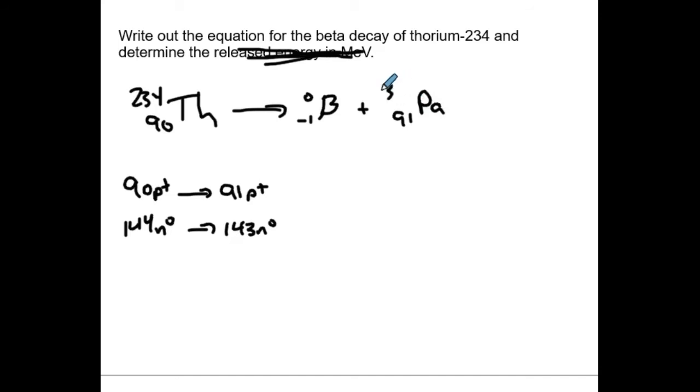And it's still going to be 234, though, because if you add these two numbers together, it still adds up to 234. But the top is the law of conservation of nucleons. The bottom is the law of conservation of charge. If you're all of a sudden going to have +1 proton right here, you're going to need to have +1 electron as well. And so that's the equation for beta decay of thorium-234.